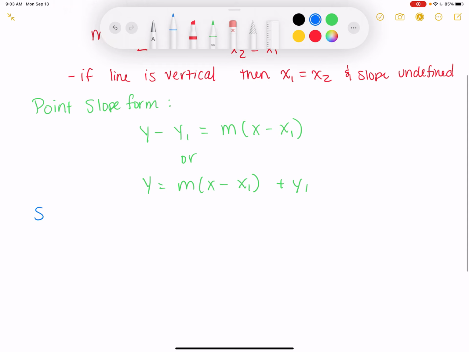Slope intercept form then. To write it in this form, you have to be given a slope and a y-intercept. Now, I may say write your answer in slope-intercept form, but give you the information in point-slope form. So you may have to go from point-slope form to slope-intercept form. But that's a distributive property and then an addition or subtraction, so it's not that bad. That is y equals mx plus b.